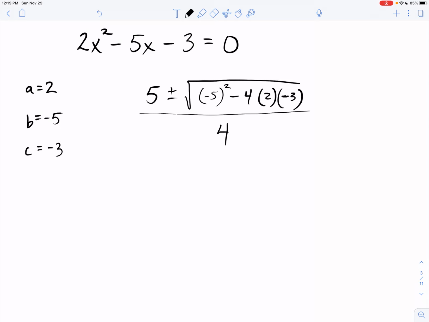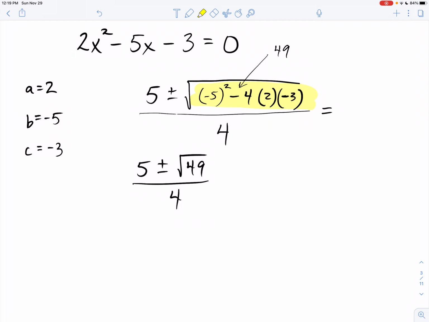On this one, I could punch it into my calculator as long as I wrote it all the way out. I'm going to get 25, take away 24, or sorry, 25 plus, let's make sure, 24. Yes, that's what I would get. So inside here, I'm going to get 49. So here is something I got to warn you about. Quadratic formula, 5 plus or minus rad 49 over 4 is an impolite mathematical answer. It's impolite. We don't leave our answer like that.